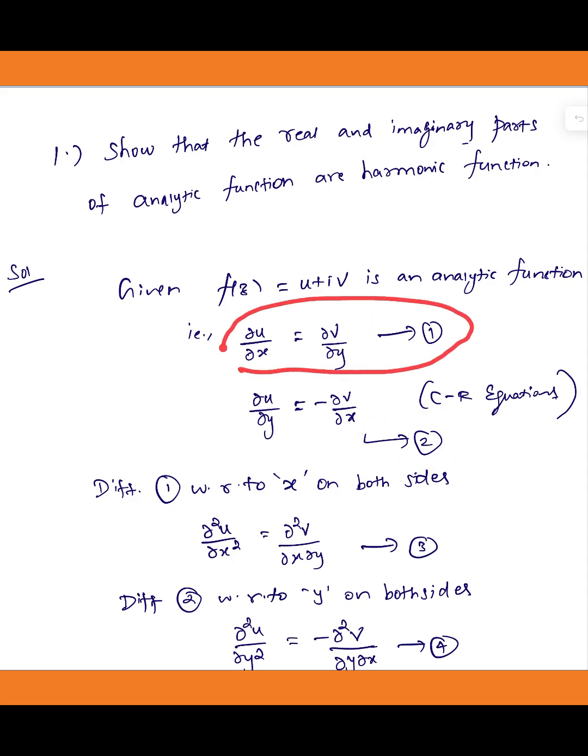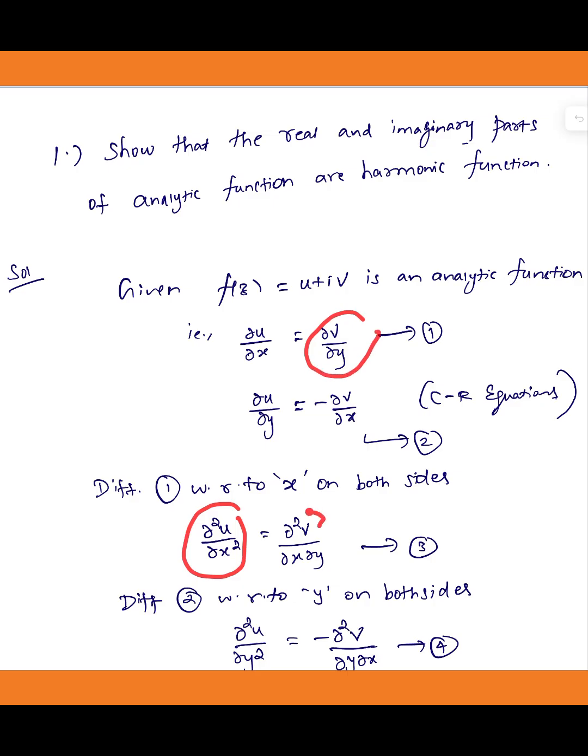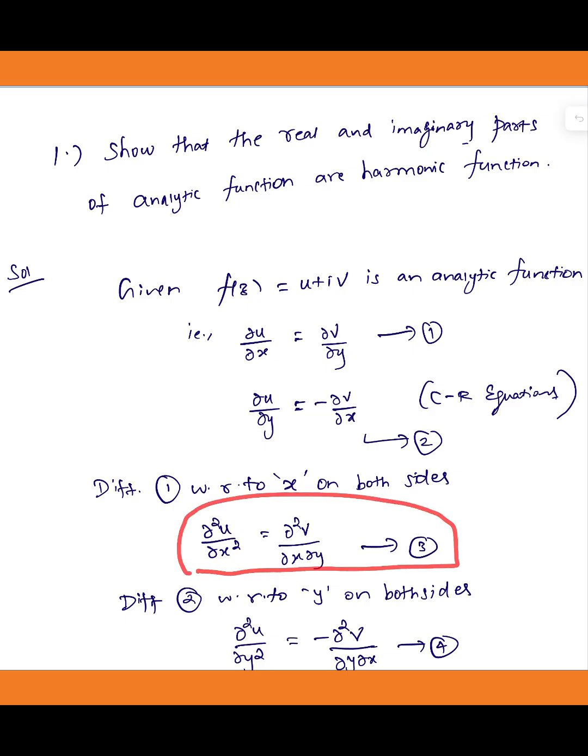You differentiate equation 1 with respect to x on both sides. When you do that, you will be differentiating this with respect to x like this. This becomes ∂²u/∂x². This side it becomes ∂²v/∂x∂y. So this is equation number 3.